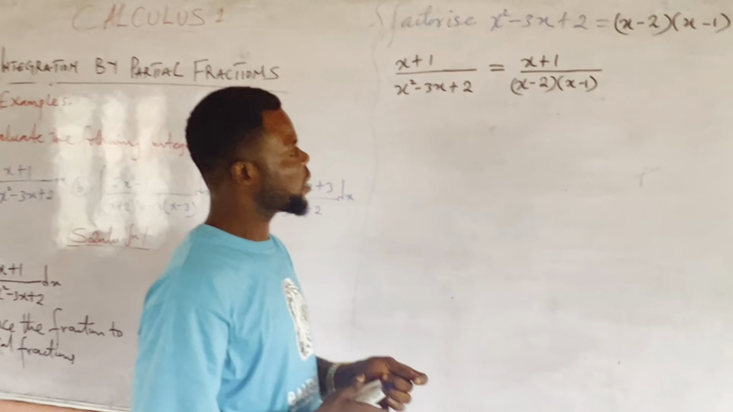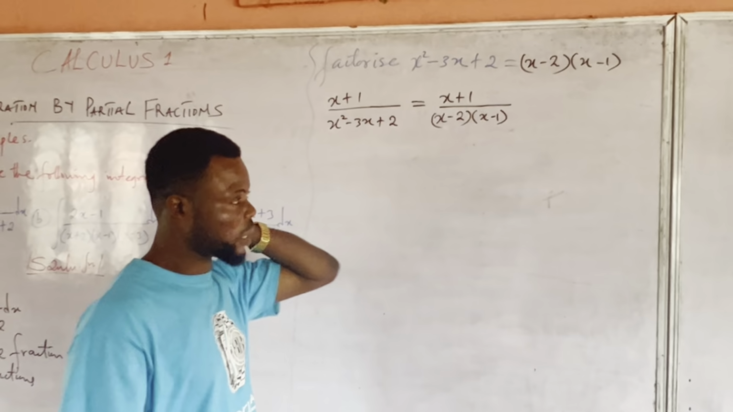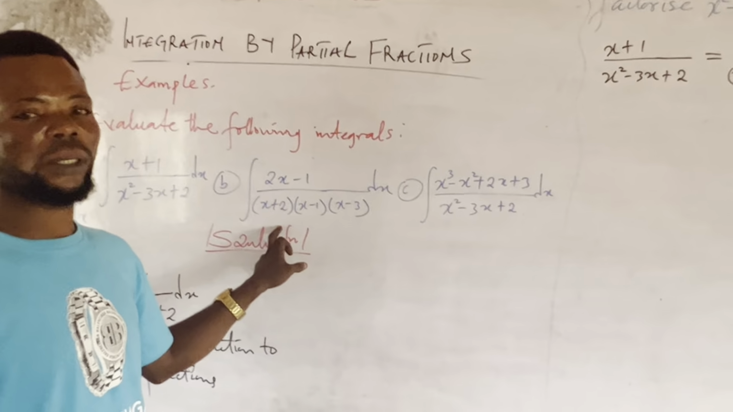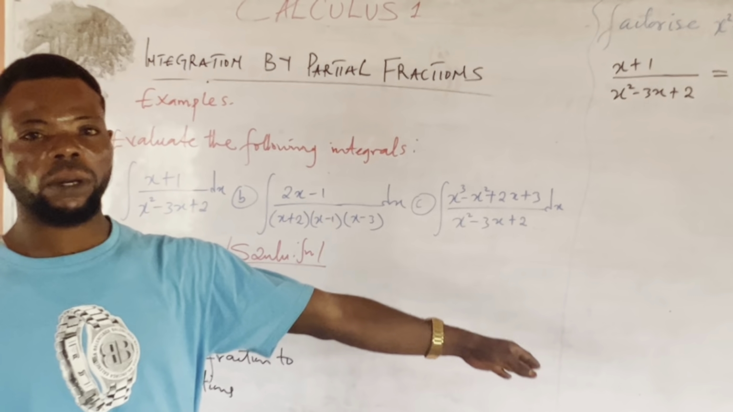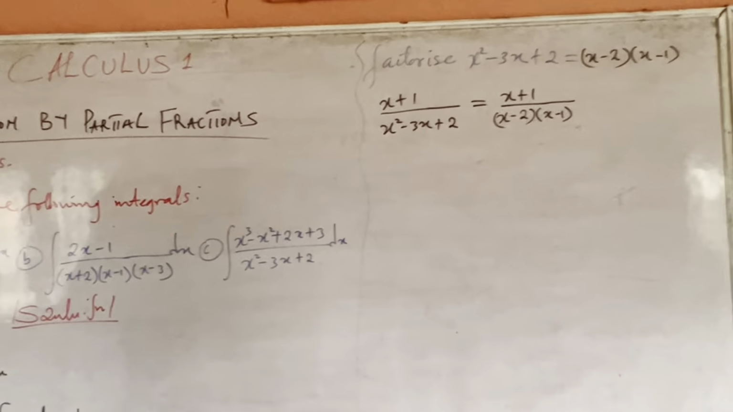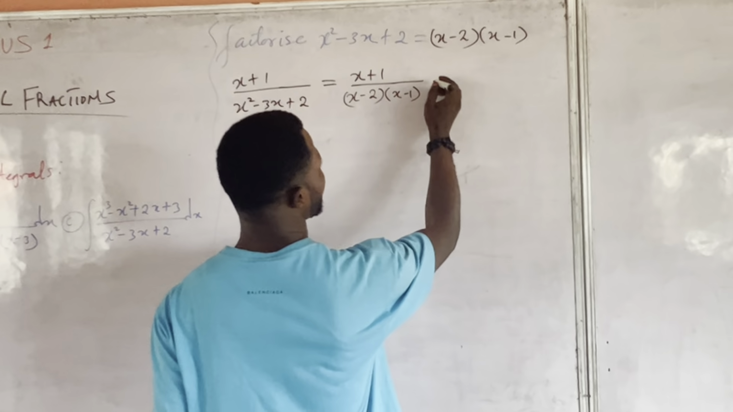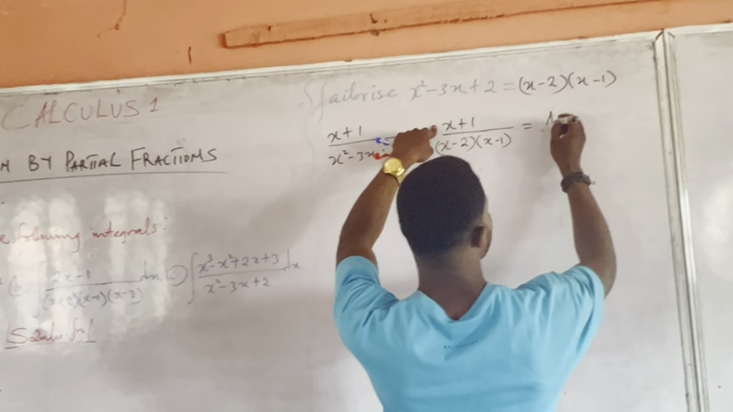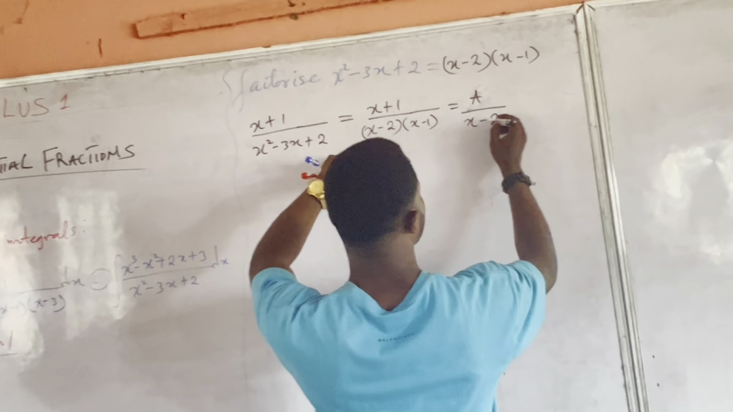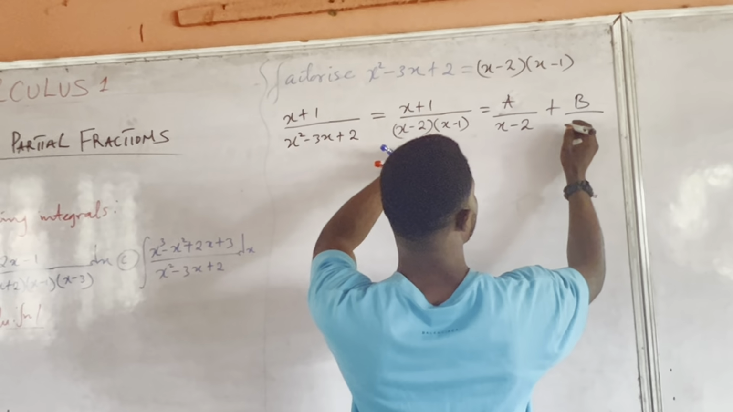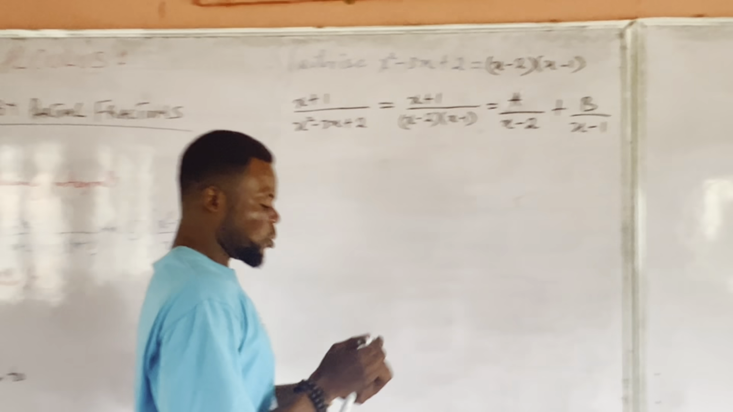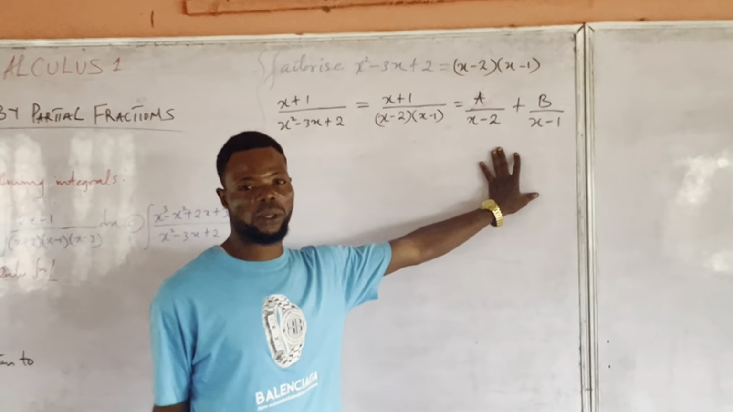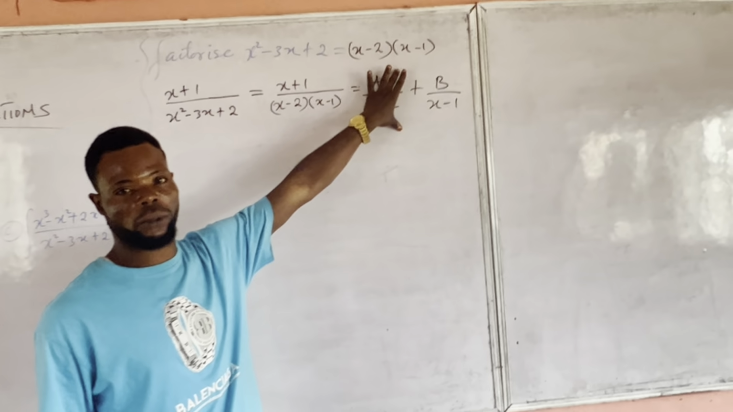Like I said, you want to study partial fractions like this. It is already factorized, so we can just continue our partial fractions from there. According to partial fractions, this is the same thing as A all over x minus 2 plus B all over x minus 1. So we want to find the values of A and B. We can apply any method, like the cover up rule. We can apply the cover up rule here.